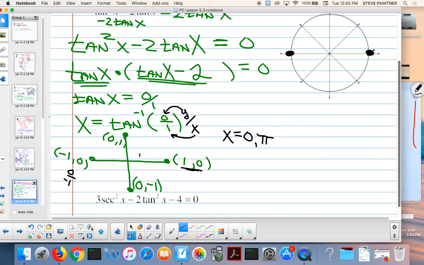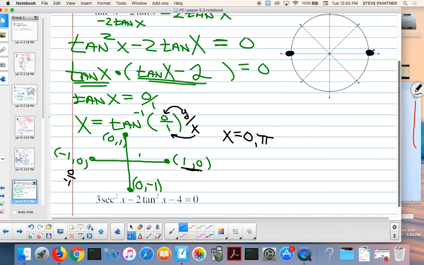Here's the graph of tangent right here. The graph of tangent went from negative 90 to positive 90. So the period was what? Just pi. So when you get an answer for tangent, it will repeat itself pi radians later.